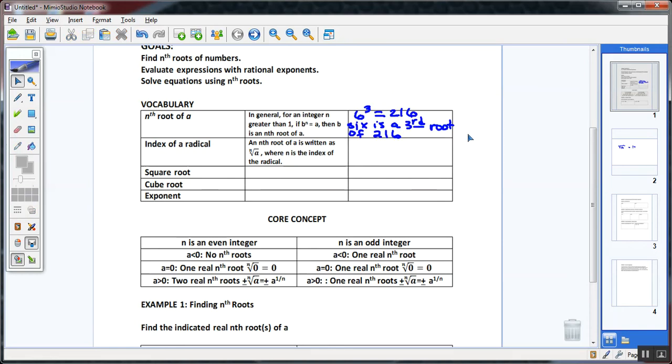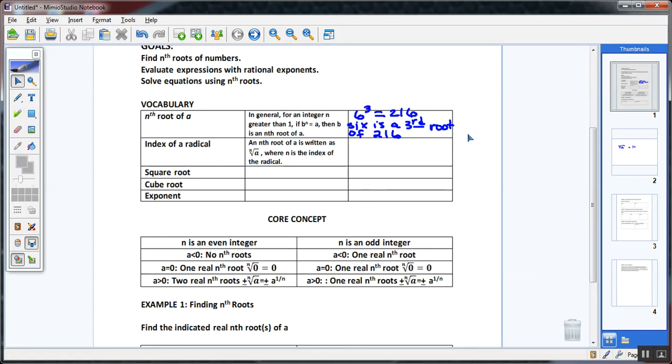I would say 6 to the third equals 216. This is really the same as saying 6 is the third root of 216. So what I could also say then is we could write this as an index of a radical. And again, I'm not going to tell you to get too concerned about what the vocab means. I want you to understand what the vocab does. An nth root of a number is written as the nth root of 216, or in this case, the nth root of a, where n is the index of the radical.